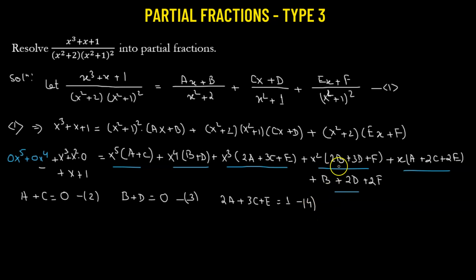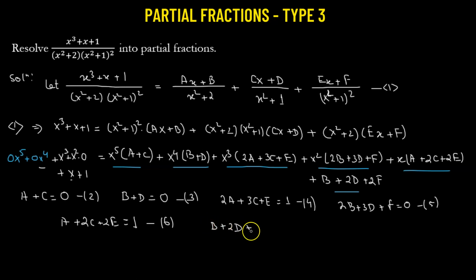Then we don't have a term containing x squared on the left hand side, so that means 2b plus 3d plus f must be equal to 0. This is going to be the fifth equation. Then we have the coefficient of x, so that's a plus 2c plus 2e. We do have an x on the left hand side, whose coefficient is 1, so this equation is going to be equal to 1. This is going to be the sixth equation. And then finally we have the constant term, so that's b plus 2d plus 2f. This is going to be equal to 1. This is going to be the seventh equation.